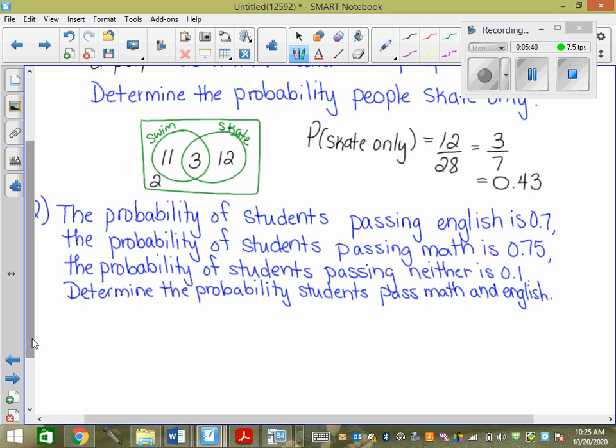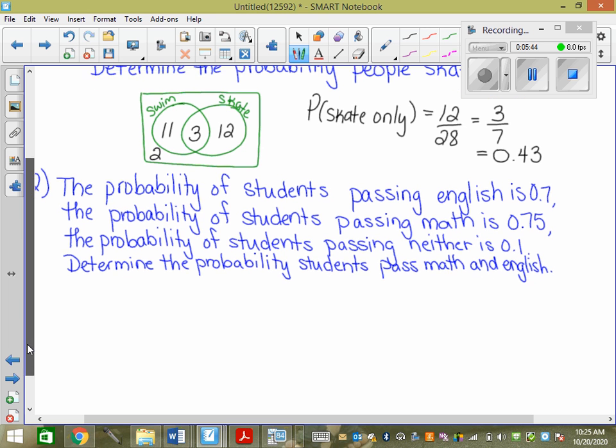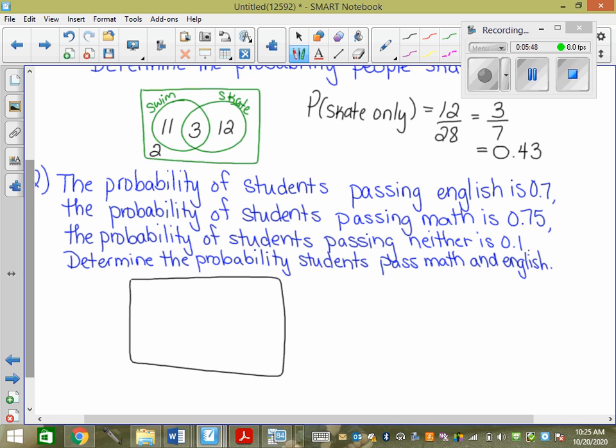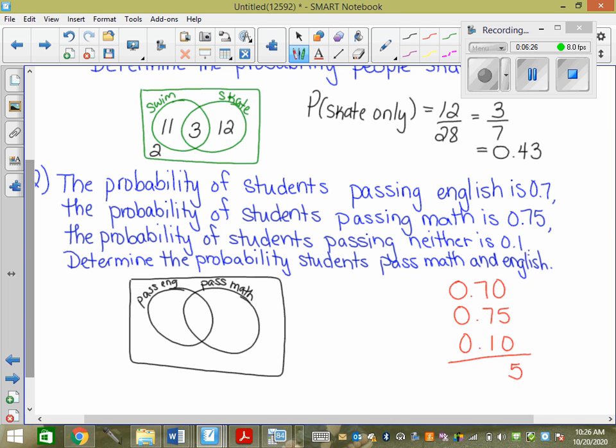The next one, I gave you probabilities. So what does your Venn diagram have to add up to? 1. So I have passing English and passing math. So I'll start in the middle. So I have 0.7 English, 0.75 math, 0.1 neither, but I didn't give the and. But remember, if I give you each single and the neither and the total, you can find the and, correct? So I add up the singles, so I go 0.7, 0.75, 0.10, and I get 1.55. What should the Venn diagram add up to? 1. So how much extra do I have?